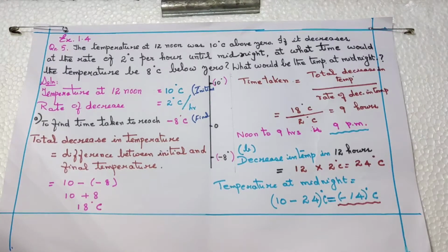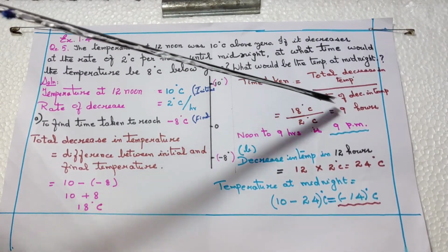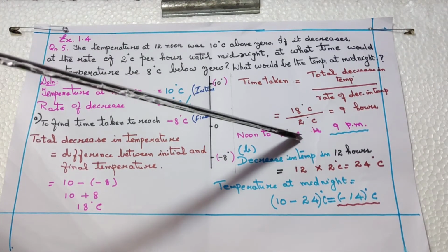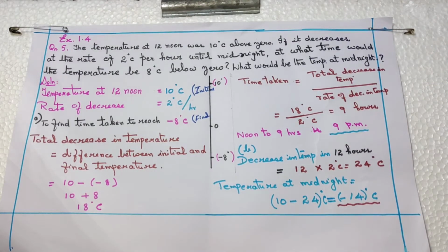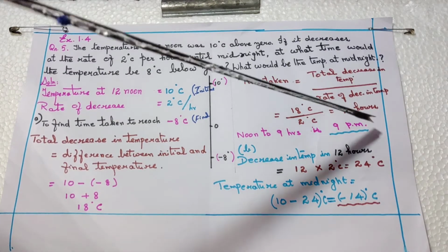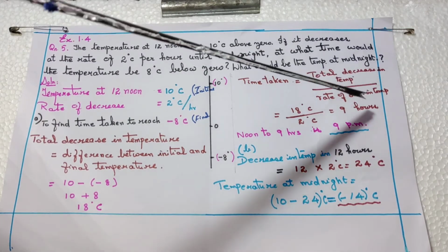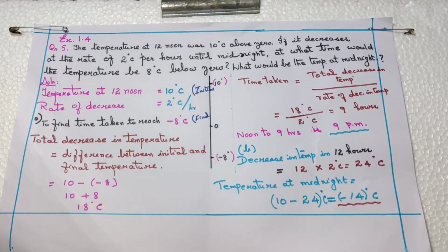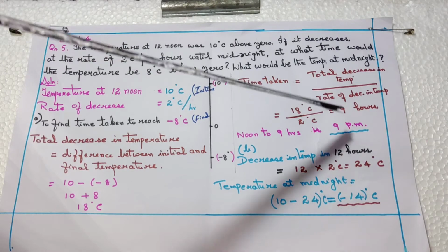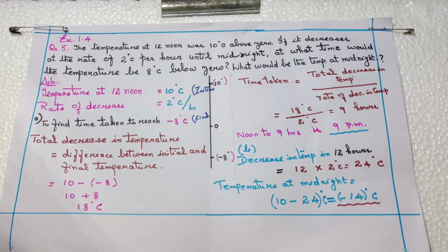Now, we should find the time taken. Time taken is nothing but total decrease in temperature divided by rate of decrease in temperature. That equals 18 degrees Celsius by 2 degrees Celsius, which is equal to 9 hours. So, from 10 degrees to reach minus 8 degrees, it takes 9 hours. So, from 12 noon, when you add 9 hours, what will be the time? From noon, 9 hours is 9 p.m. So, at 9 p.m., the temperature is minus 8 degrees Celsius.